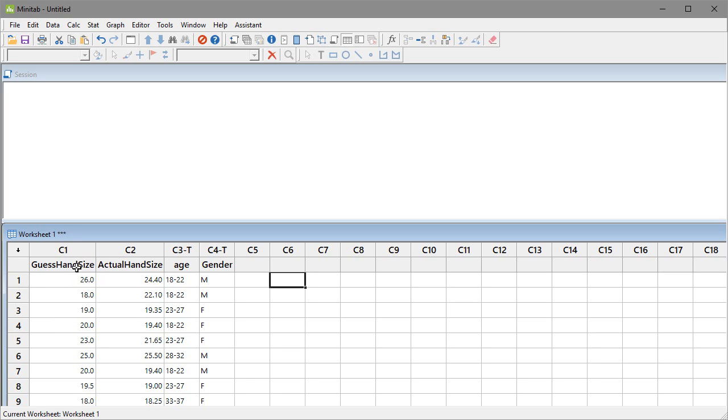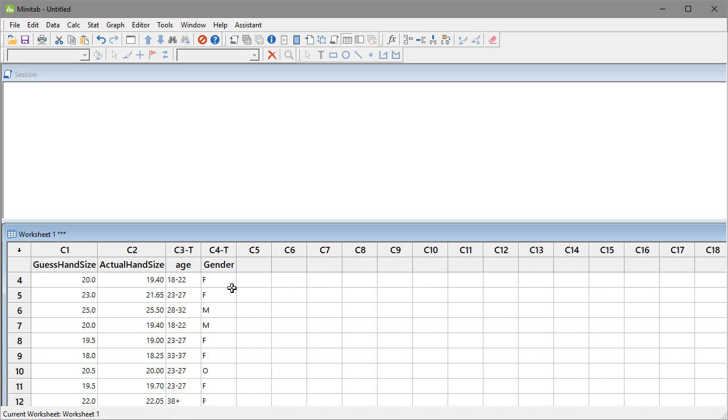Now you'll notice that when I pasted it in, the guess hand size, actual hand size, age, gender, all of those went into this top heading, and the numbers are what started the 1, 2, 3. So make sure, because that's something I see sometimes, if you have the title of the column down in the numbered rows, it will not calculate correctly. So okay, we just copied and pasted the body part data into here.